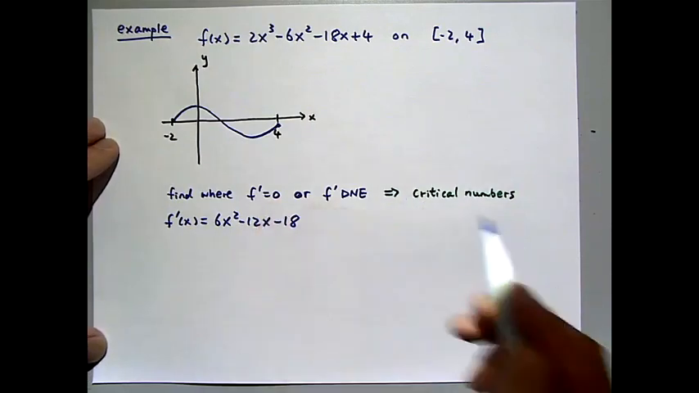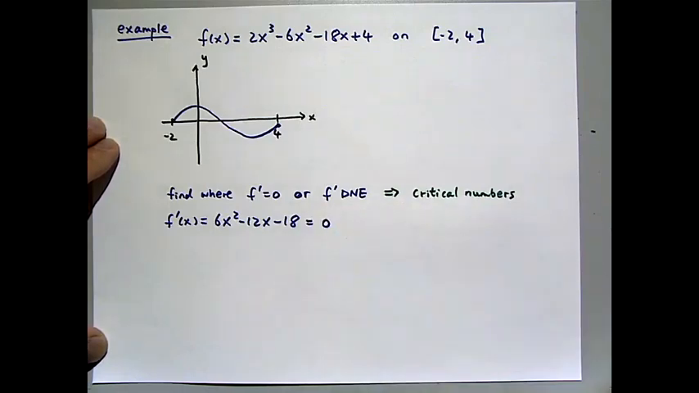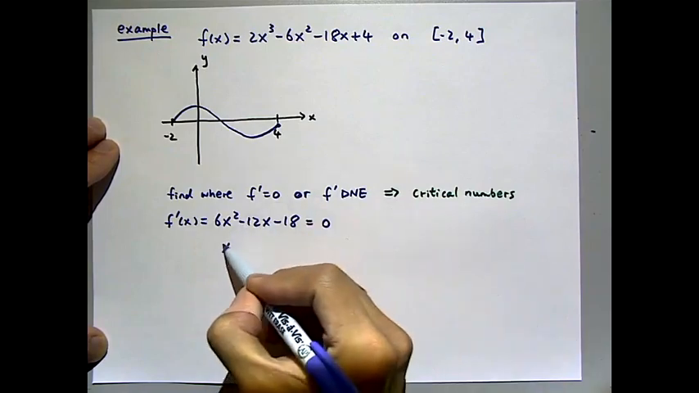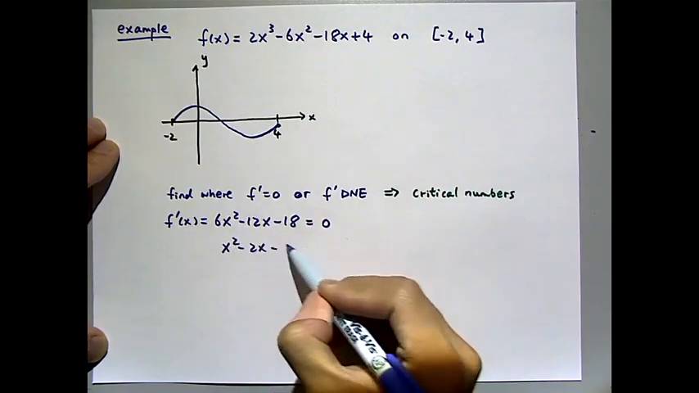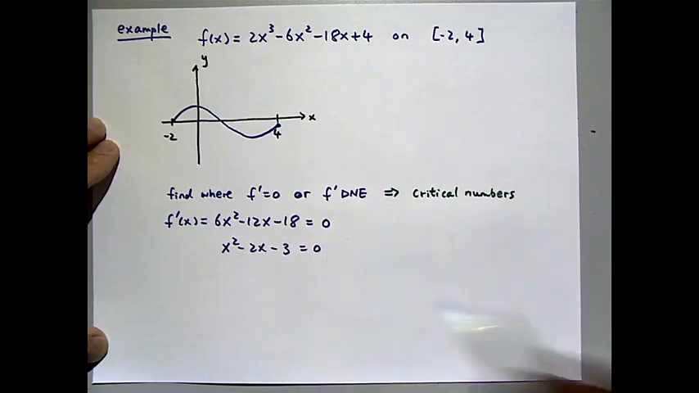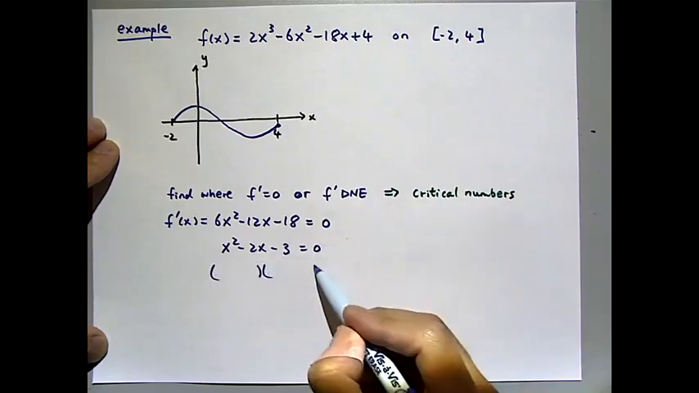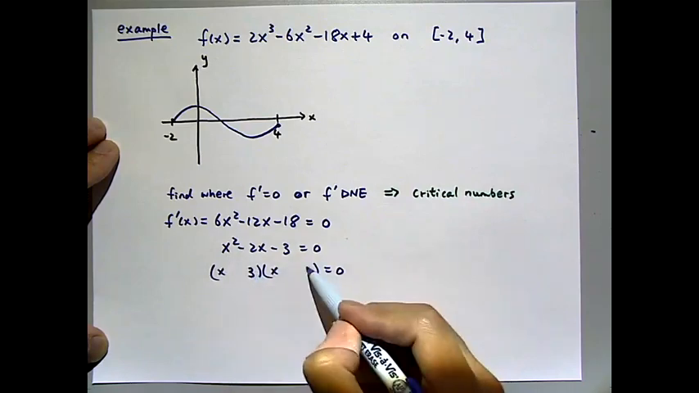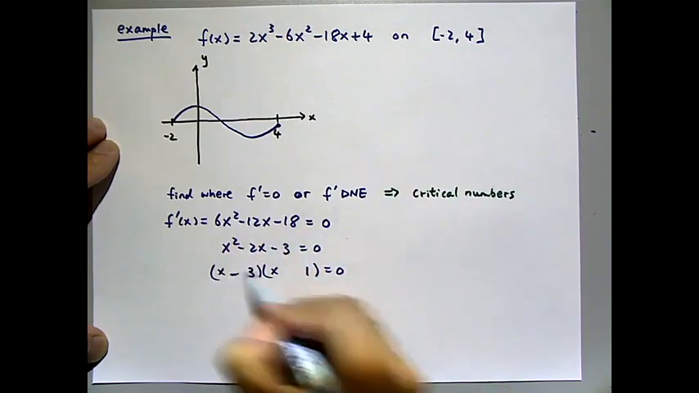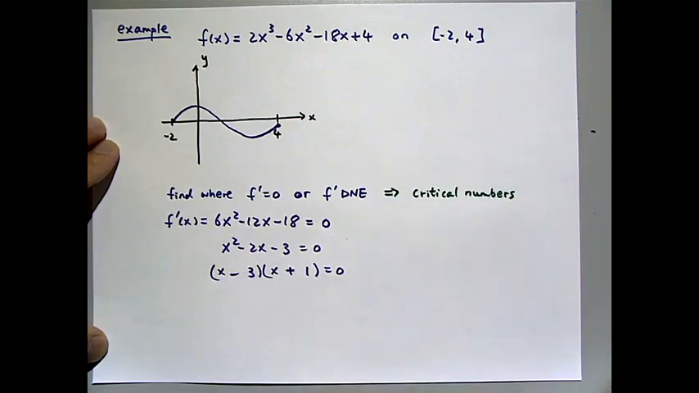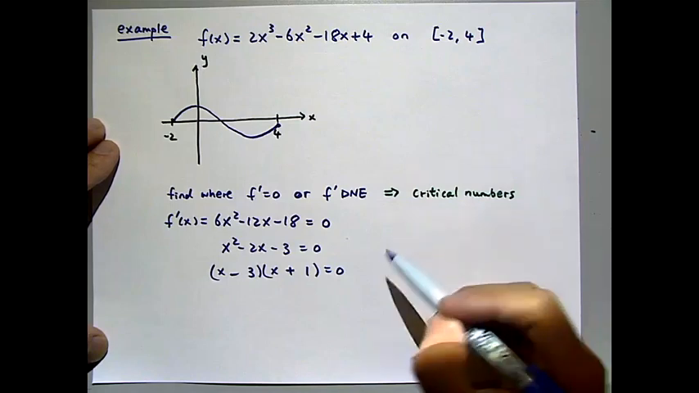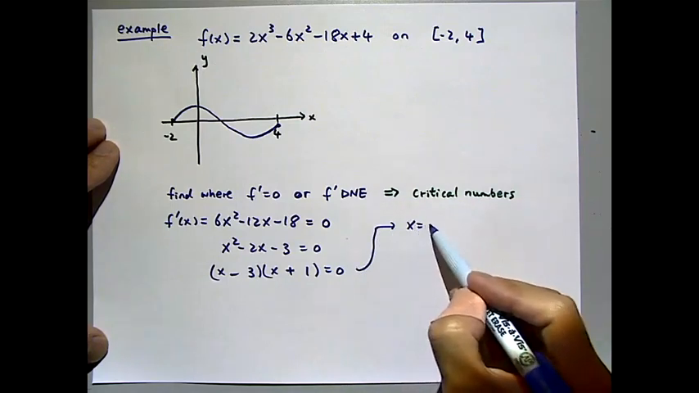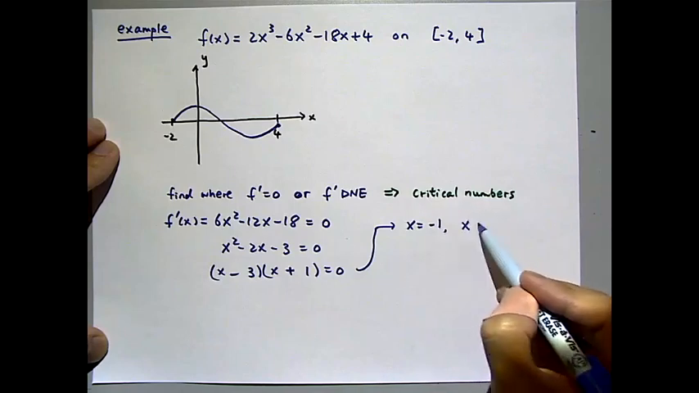All right, let's find out where this is equal to 0. Notice I can reduce by 6, and then I can factor that. I want a minus 2, so I want a minus 3 here and a positive 1. So this tells me that x is equal to minus 1 and x is equal to 3.